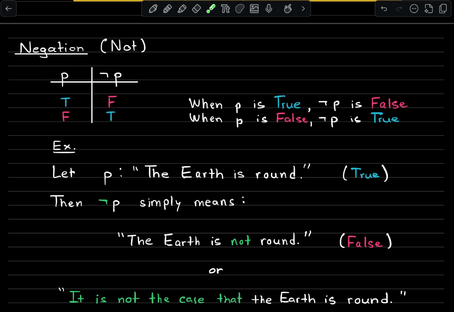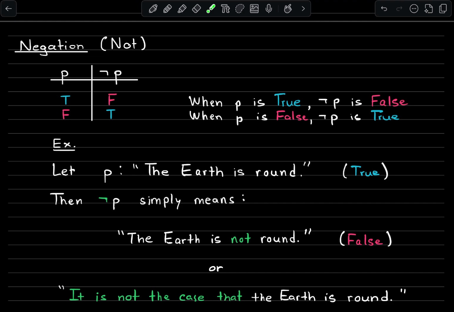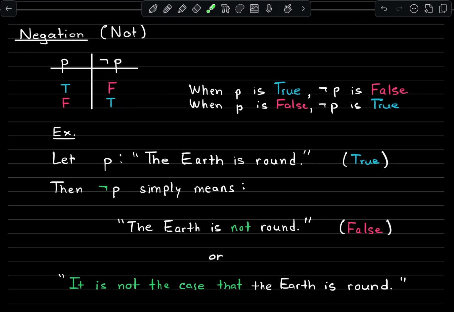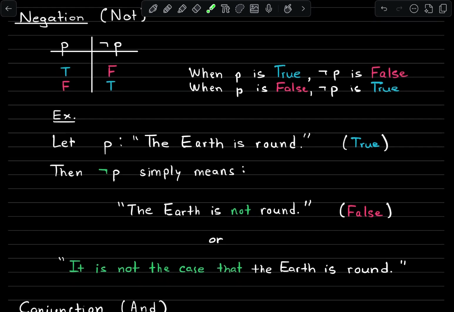So if we're talking about an example here, let P mean the earth is round. This is a true statement to start off with. And if we put the negation in front of P, this is just going to be interpreted as the earth is not round. Okay, that's a false statement, just like we have here. So if we started off with a true statement, we negated it, now it's a false statement. You can also look at this, if you kind of want to just think of this negation as something that we're tacking on to the beginning of the sentence, you can kind of read it as, it is not the case that the earth is round. And in some cases, this way of reading a proposition is a little bit easier. Okay, so that's a negation.